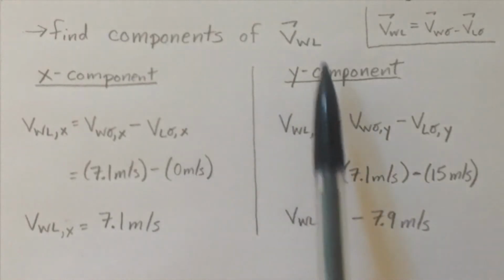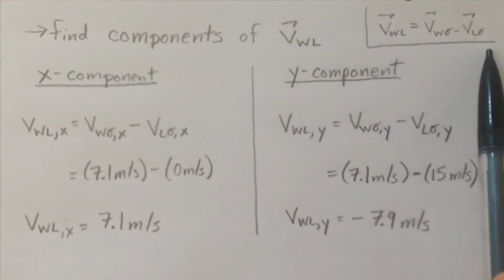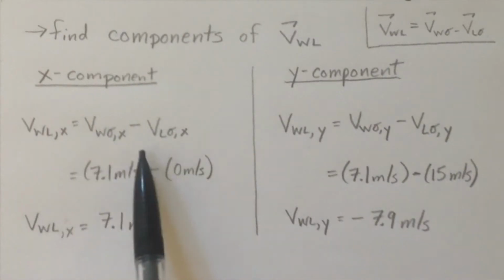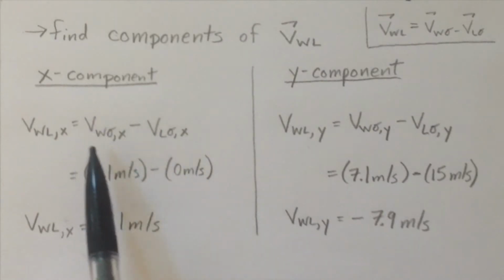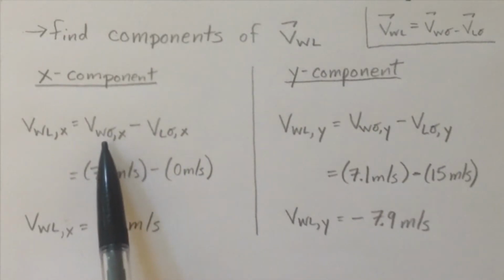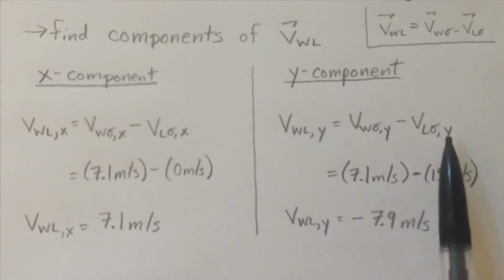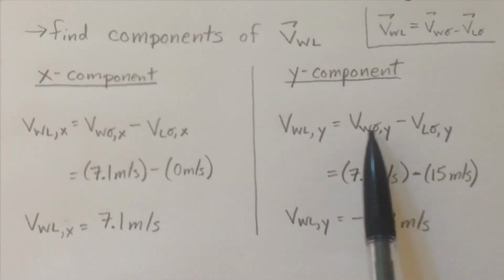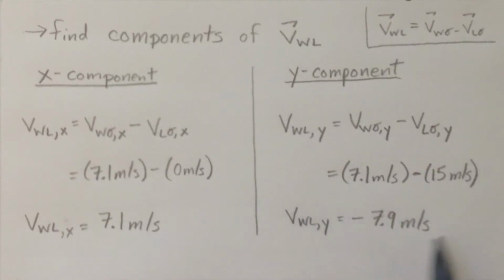Now, we'll find the components of the velocity of the warthog with respect to the lion according to this formula here. To find the x component, we subtract the x component of the velocity of the lion with respect to the origin from the x component of the velocity of the warthog with respect to the origin to find this number here. To find the y component, we subtract the y component of the velocity of the lion with respect to the origin from the y component of the velocity of the warthog with respect to the origin to get this number here.